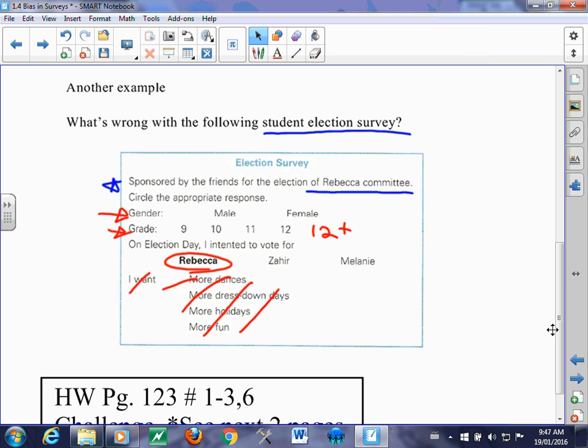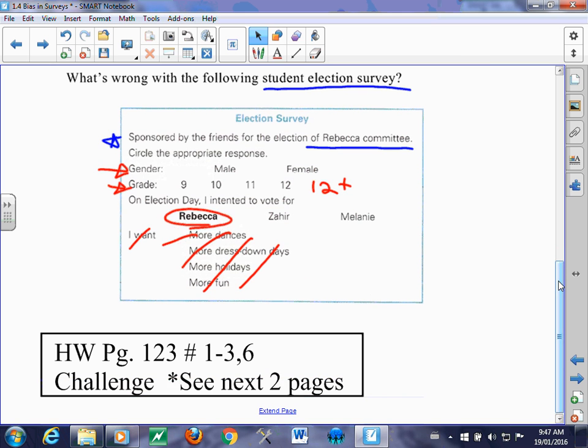And there are more samples on the next couple pages of my lesson if you want to take a look. And those are the challenge questions next day. So here's your homework, page 123, numbers 1 to 3 and 6, and challenge to the next 2 pages.